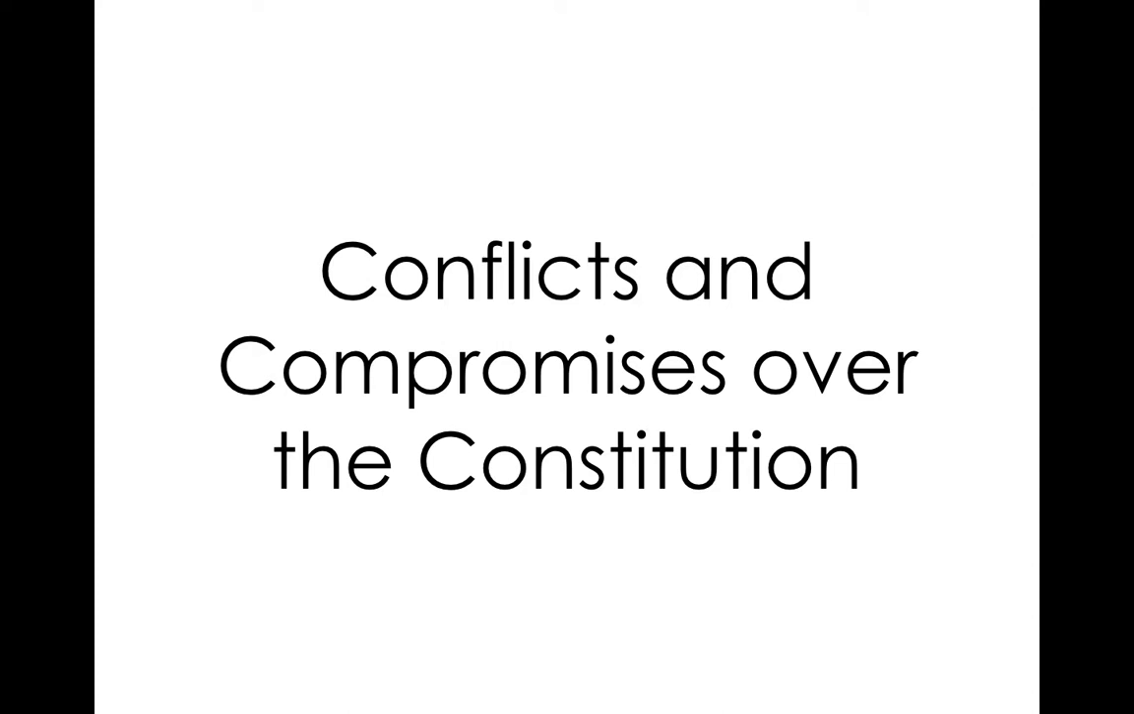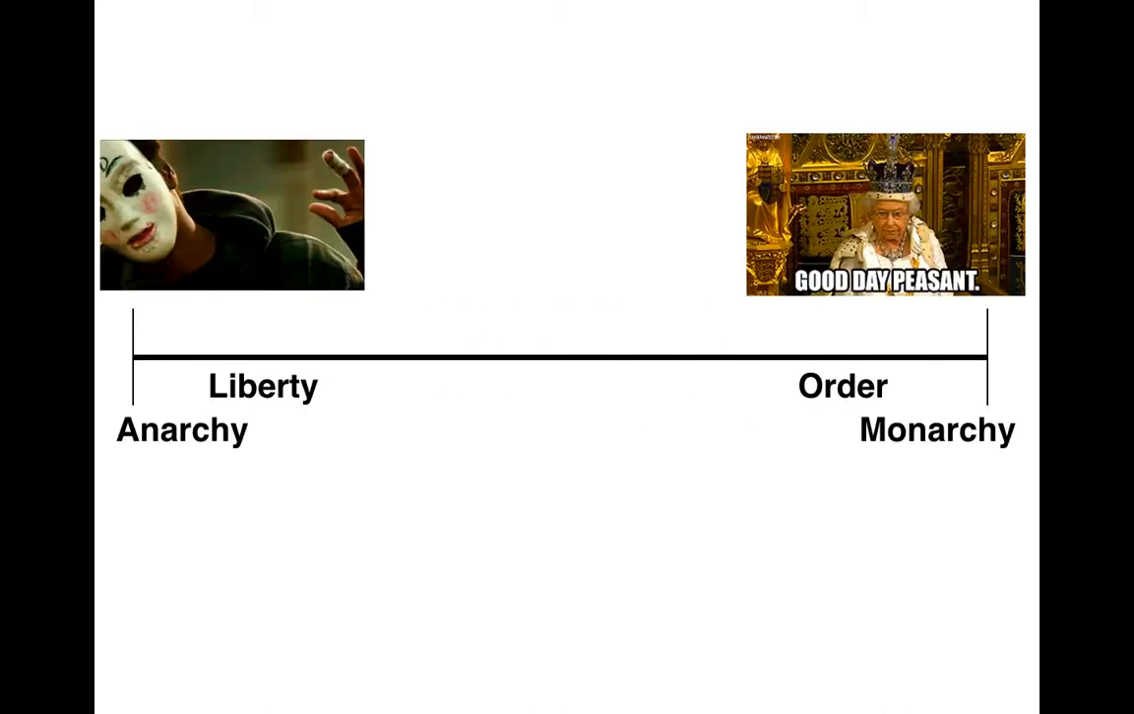So we're now going to move into how we even got to the Constitution. We're going to talk about the Articles of Confederation first, and then some of the conflicts that were happening that led to compromises in our Constitution.